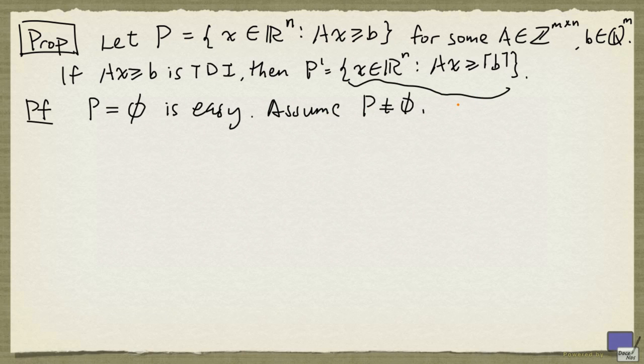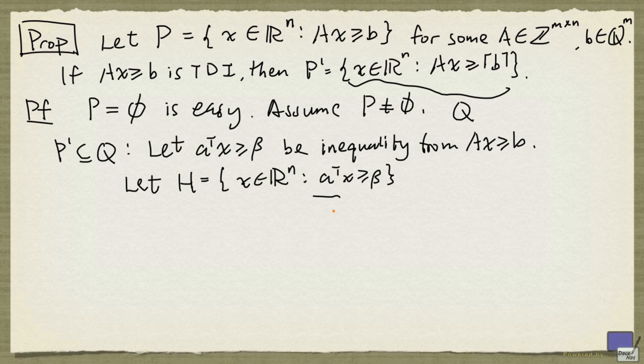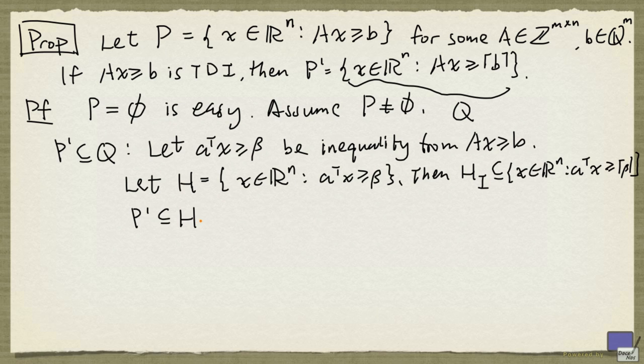Now we are going to call this set Q. So we first show that P prime is a subset of Q. First, take an inequality A transpose X greater than or equal to beta from the system Ax greater than or equal to B. And we let H denote the half space defined by this inequality. Because the entries of A are integers, the integer hull of H is a subset of the set of X in Rn satisfying A transpose X greater than or equal to the ceiling of beta. Now P prime is a subset of the integer hull of H. We see that P prime is a subset of Q.